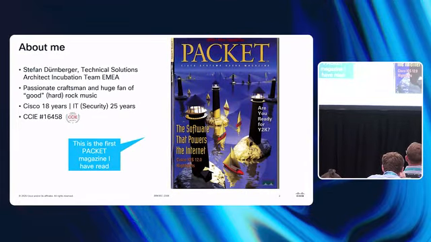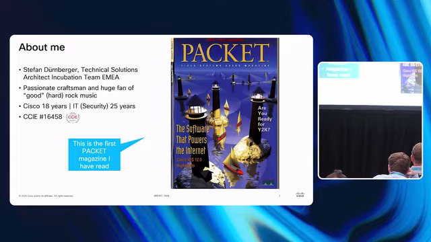My name is Stefan Dörnberger. I'm out of Germany, and yeah, some of you might have picked that up from my accent already. I'm married, father of 3 wonderful kids, 18 years at Cisco, 25 years in the IT security industry, and I was lucky enough to get a graphics from the first Cisco user magazine called Packet I've ever read. I think that's a very much of a fun fact.